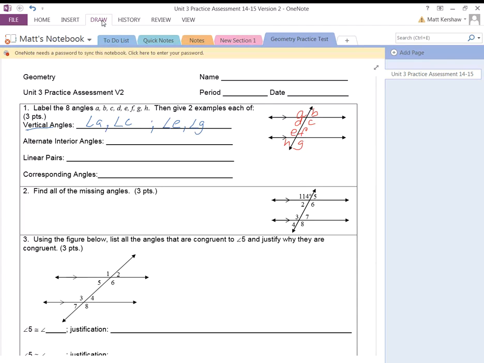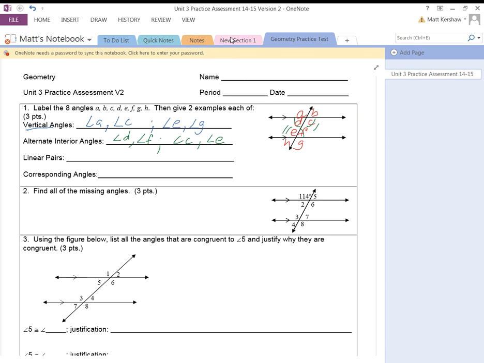Now I want to give alternate interior angles. So alternate means left and right, or up and down. Interior means it's going to be inside these lines. So this angle D is alternate interior with angle F. So angle D and angle F. But also angle C is alternate interior with angle E. So angle C and angle E.